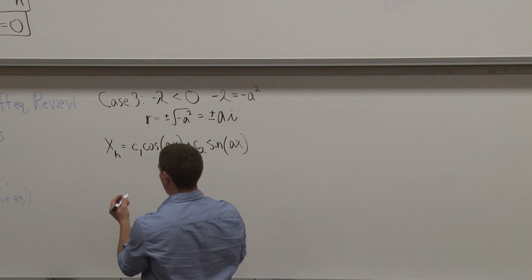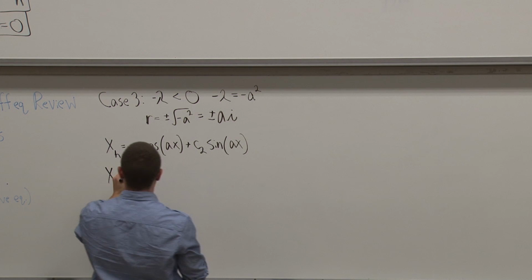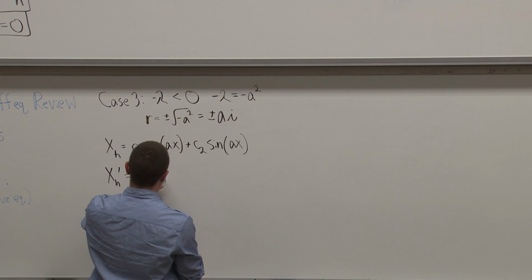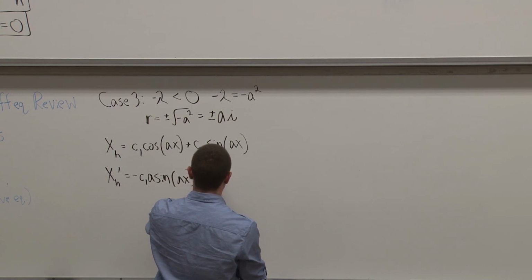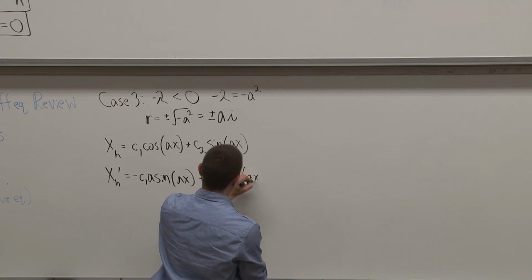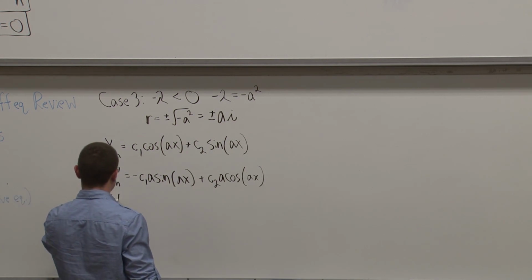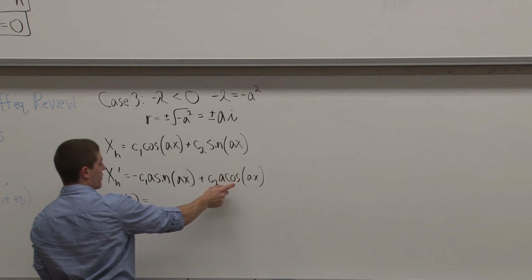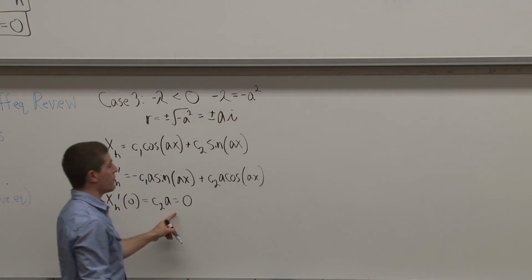So let's use the first one. Oh, we find the derivative, right? So x homogeneous prime equals the derivative of cosine, negative sine. So negative C1a sine of ax plus C2a cosine of ax. Okay. So now, next step is to plug in our boundary conditions. So x homogeneous prime of 0 equals, sine of 0 is always 0, cosine of 0 is 1, C2a equals 0. From that, a cannot be equal to 0.